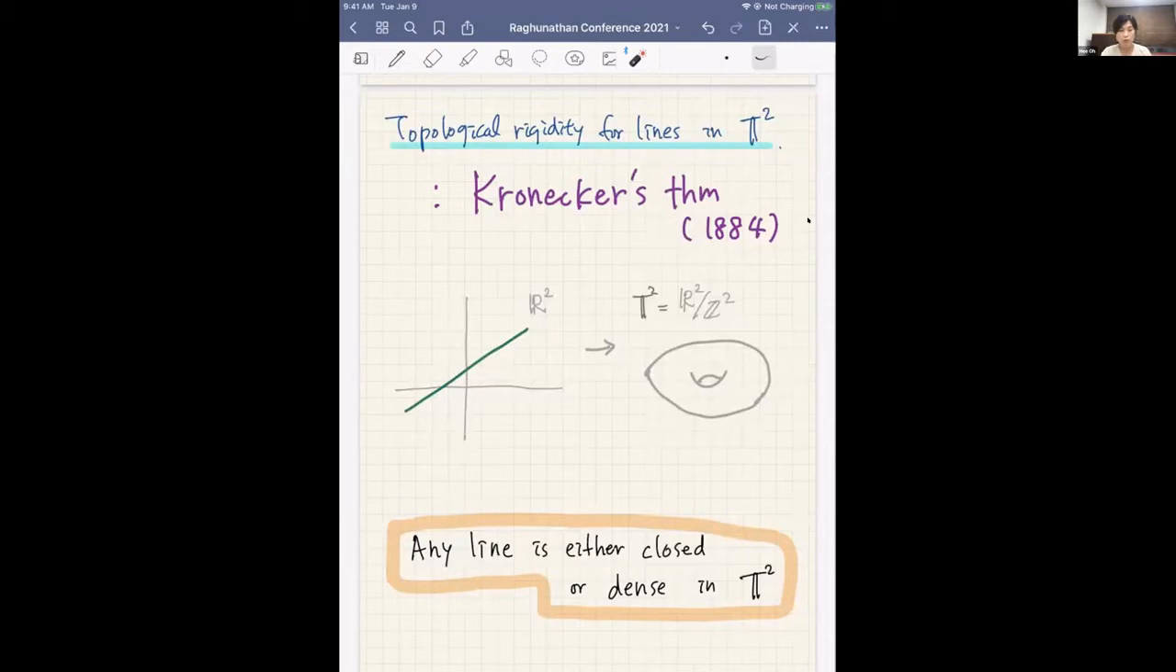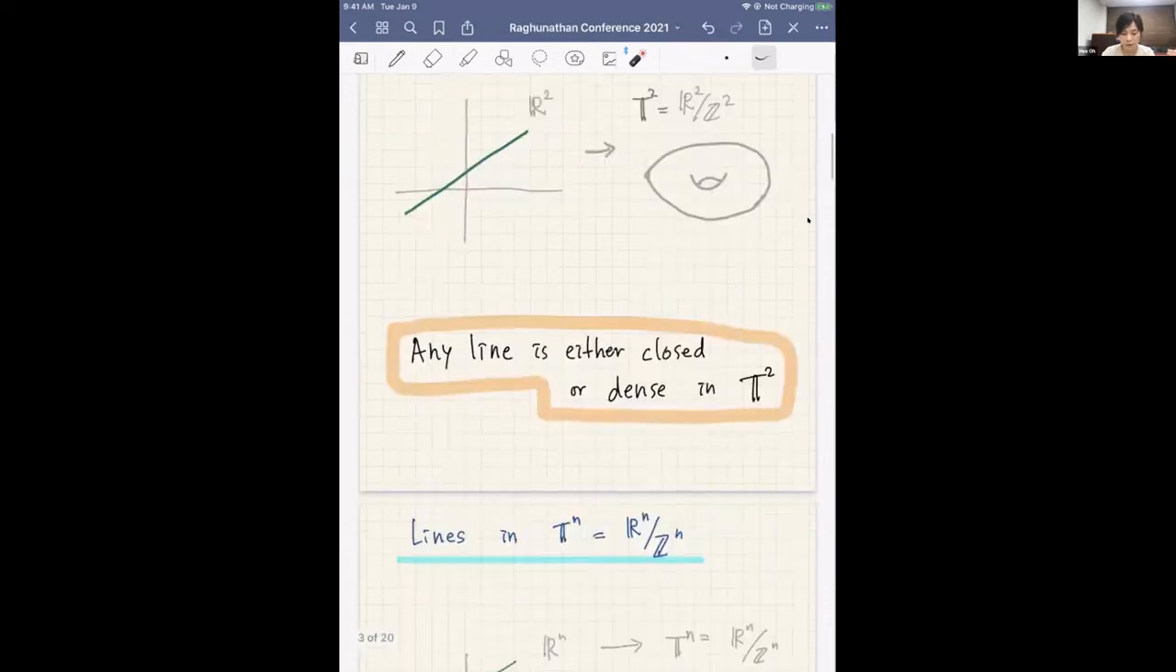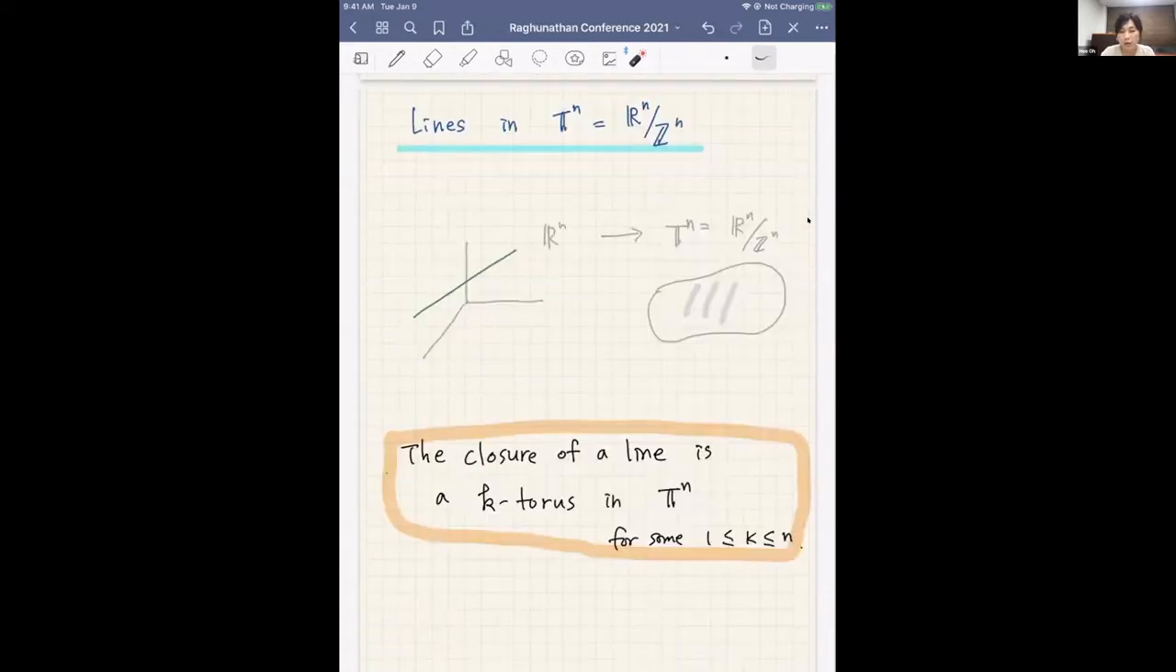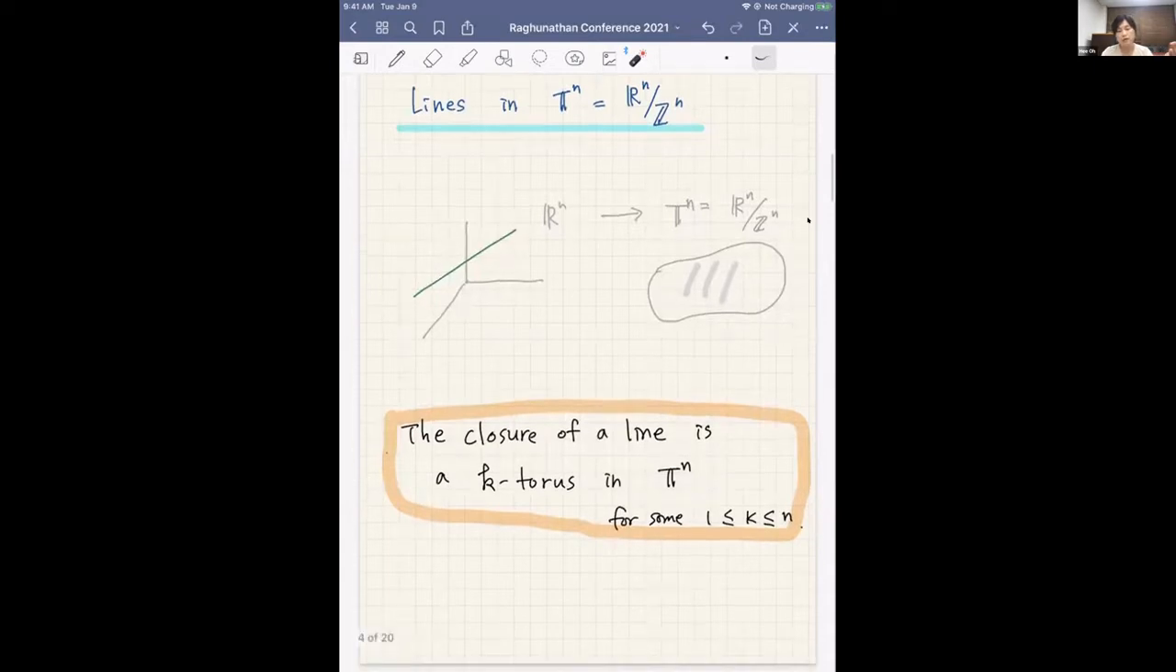Now we can also go to the higher dimensional picture. If you consider the n-dimensional torus, which is Rn divided by Zn, we can consider a line in this torus, which is again the image of a line in Rn under the projection map. Now it's not true anymore that we have a closed or dense dichotomy. However, the closure of every line is a subtorus in Tn. So it's a very nice object. This is very classical and easy to prove, because Zn is an abelian group. It's very simple to understand.